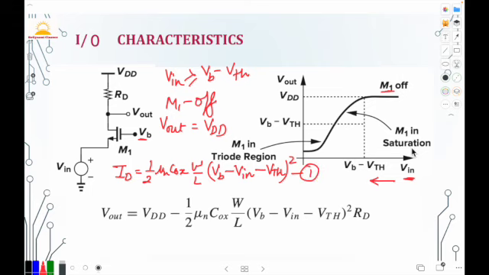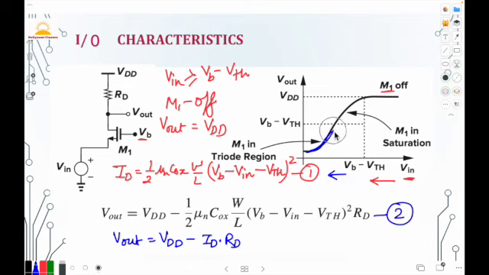Now here you can see M1 is in saturation mode. So V output in the saturation mode is VDD minus ID times RD. Here I have placed the value of ID, the drain current, and this is our equation 2. Now further decreasing this V input, M1 enters the triode region. This is the triode region.